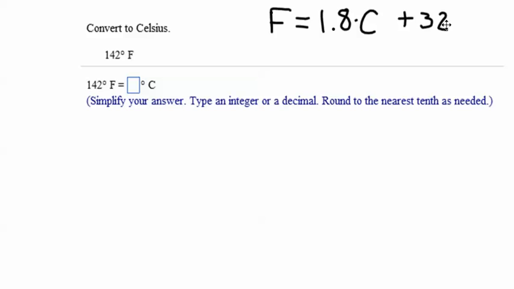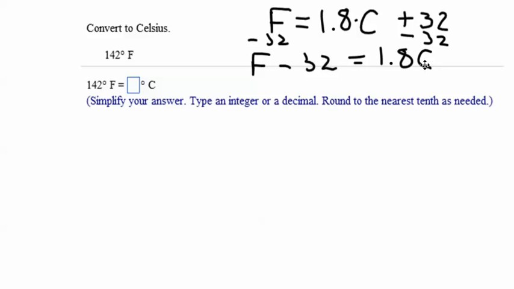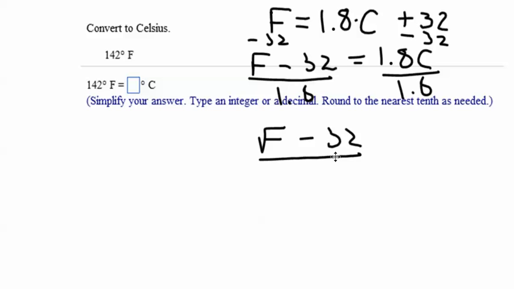So to solve for C, we'd first subtract 32 from both sides, since it does not have a C in it, and we would have F minus 32 is equal to 1.8 times C. So if we want to solve for C, we have to divide by 1.8. So temperature Fahrenheit, take away 32 degrees, divided by 1.8, that's the equivalent degrees Celsius.